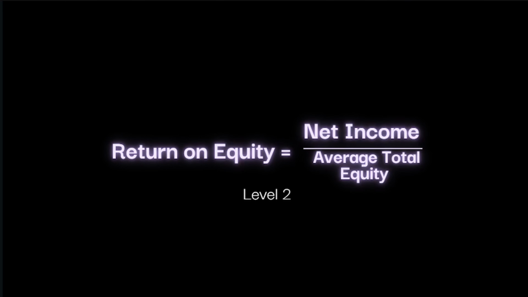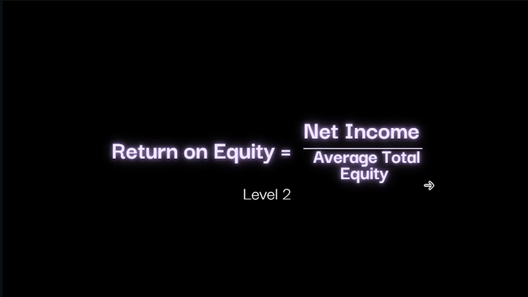So, Level 2 allows us to do that by changing the denominator to average total equity. The equation for the second level of analysis becomes return on equity equals net income divided by average total equity.